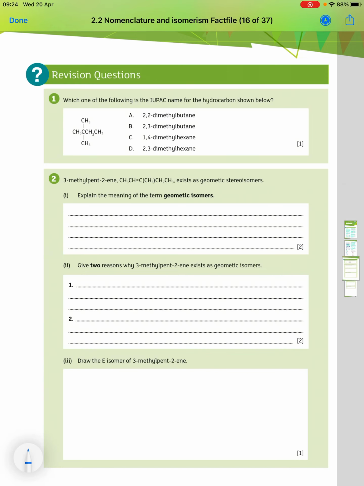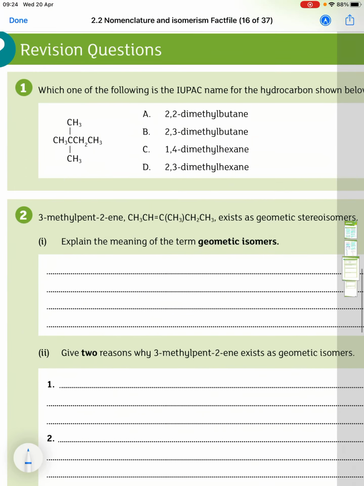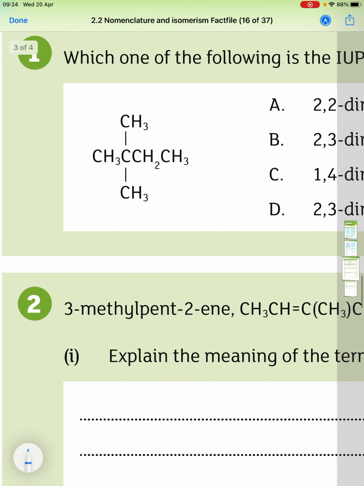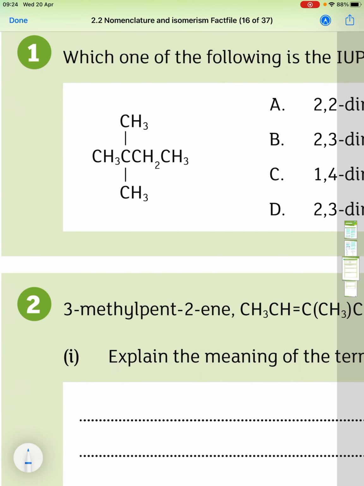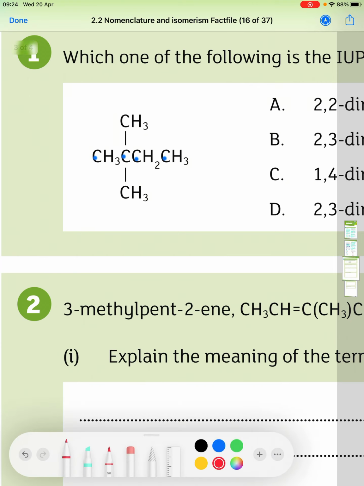This is 2.2 Nomenclature and Isomerism Fact File answers. So, number 1. Which of the following is the IUPAC name for the hydrocarbons shown below? What we want to do is identify the longest chain. So, we can look in several directions here.